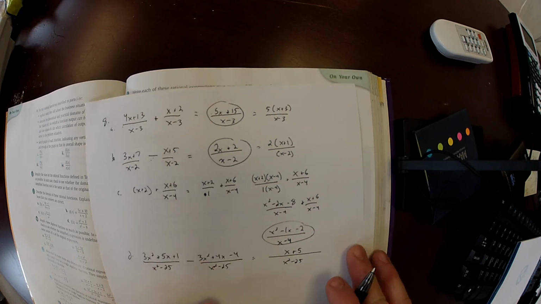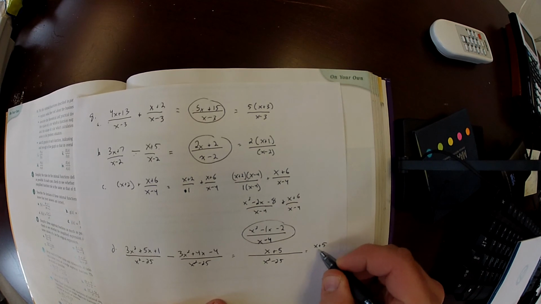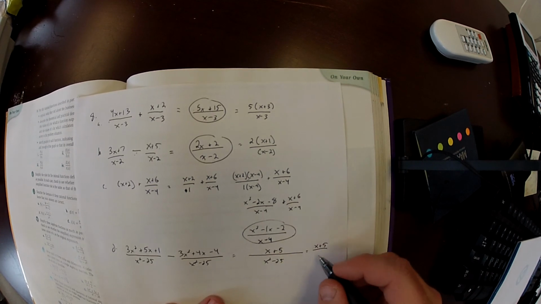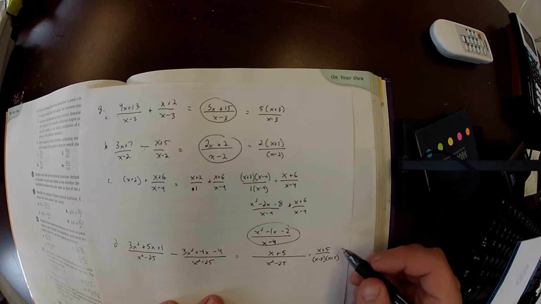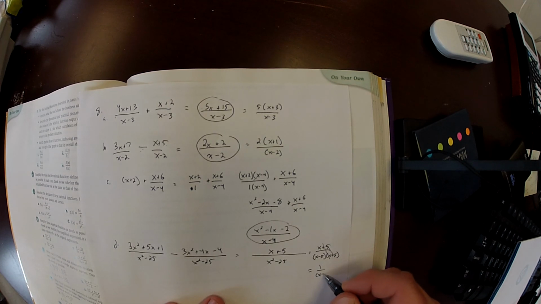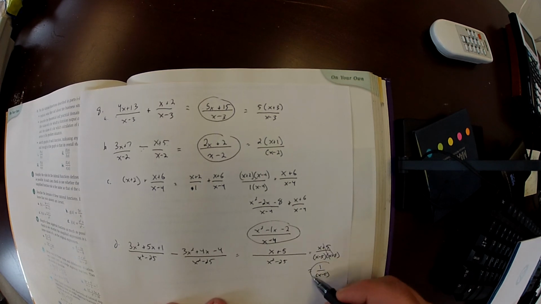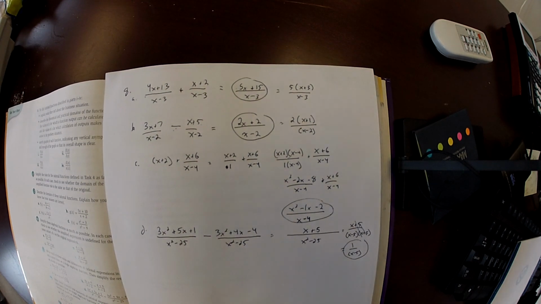So I have x plus 5 over x squared minus 25. And here I actually get to see one more step. X squared minus 25 is the difference of perfect squares. So that means I can factor that into x minus 5 times x plus 5. And then I can see the x plus 5 actually goes away too. And I get 1 over x minus 5. And that is the final result for 8D. That's the end of 8.